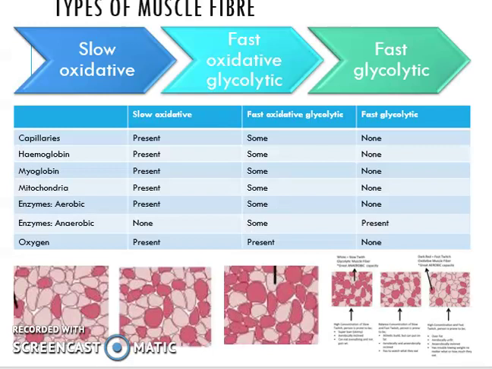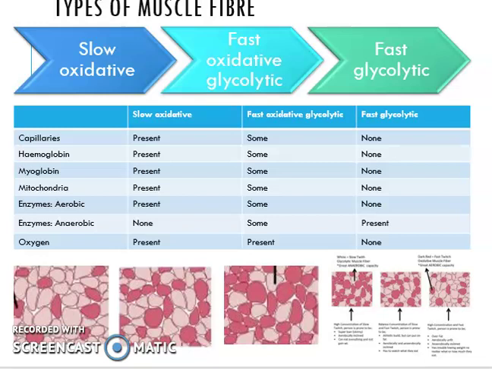Now, as spoken about earlier in the video, there are 3 different types of muscle fibre. You have your fast twitch muscle fibres and your slow twitch muscle fibres. You have 2 different fast twitch muscle fibres called your fast glycolytic muscle fibres and your fast oxidative glycolytic muscle fibres. Lastly, you have your slow twitch muscle fibres, known as your slow oxidative muscle fibres.